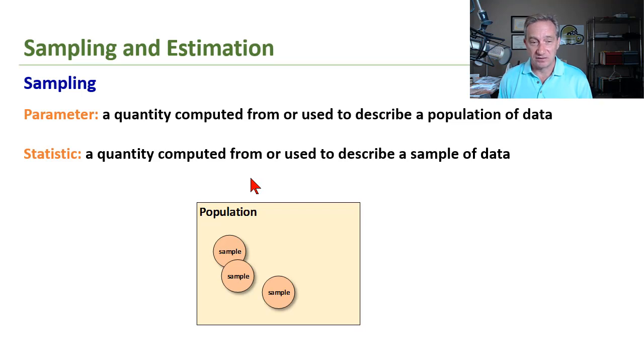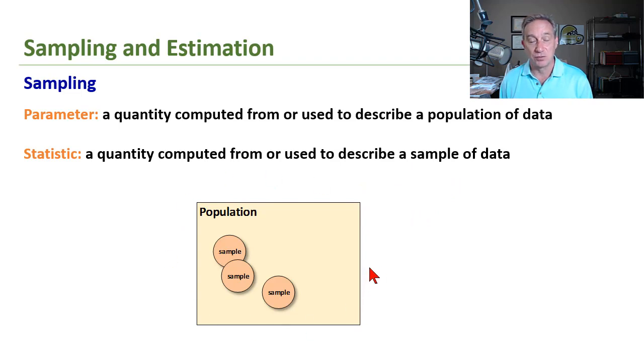So we start with the distinction between the population parameter and the sample statistic. And in day-to-day usage, it's sometimes easy to get these confused or use them interchangeably, but conceptually it's important to keep the difference in mind. The population parameter is a quantity computed from or used to describe an entire population of data, whereas the sample statistic is a quantity computed from or used to describe a sample of data.